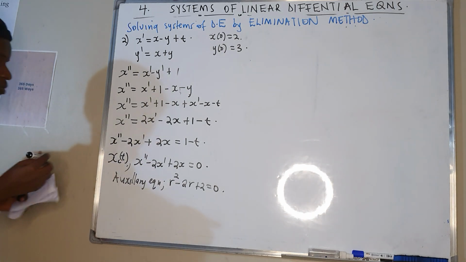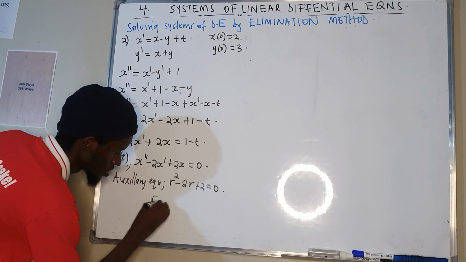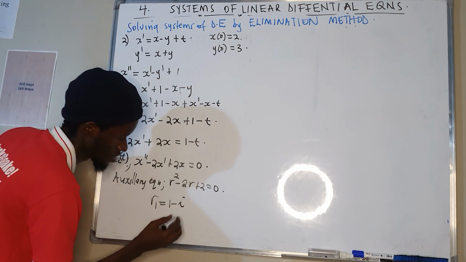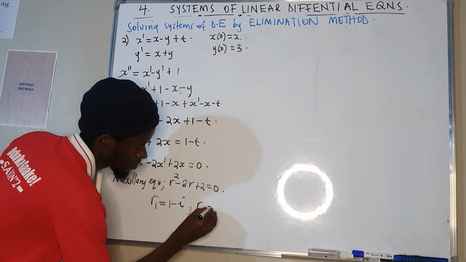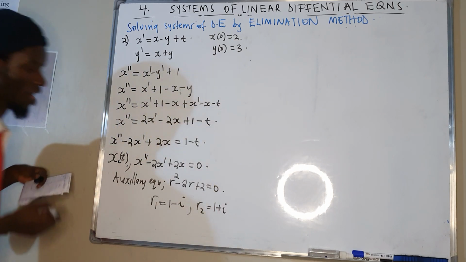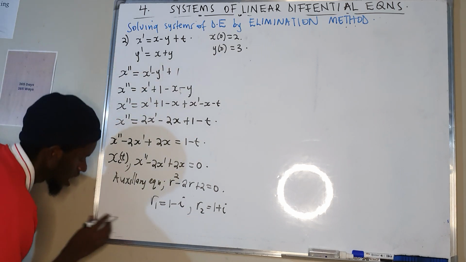I'm going to say that my roots are going to be conjugate complex roots. My r1 is going to be the same as having r equals 1 minus i, and then my r2 is going to be its conjugate, 1 plus i. And then here I think we shall be able to get our complementary solution.